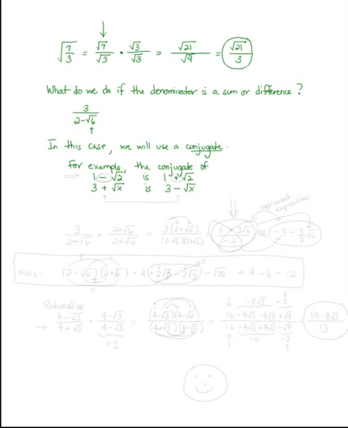Notice the only difference is our sum becomes a difference, or in the first example, our difference becomes a sum. That's how you determine a conjugate. So going back to 3 divided by 2 minus the square root of 6.